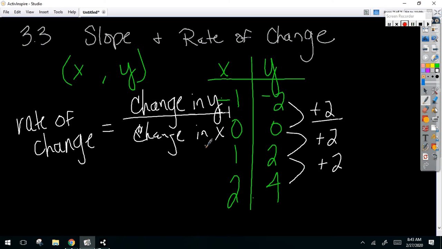So if I gave you this table of values and I said, hey, what do you think the rate of change is here? What would you tell me? 2. Why? 2 divided by 1 is 2. You're absolutely right. Y is going up by 2, X is going up by 1, so it has an average rate of change of 2. Does that make sense? All right, so in general, rate of change is going to be in the form of a word problem. Slope is going to be in the form of just find the slope between these 2 points.